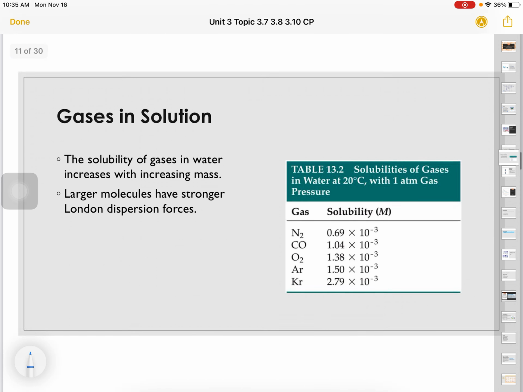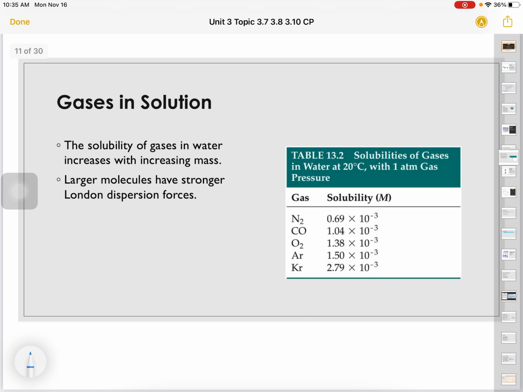Gases will become more soluble as their masses increase, because the larger molecules have a more highly polarizable electron cloud and have stronger LDF to be able to interact with the water molecules.